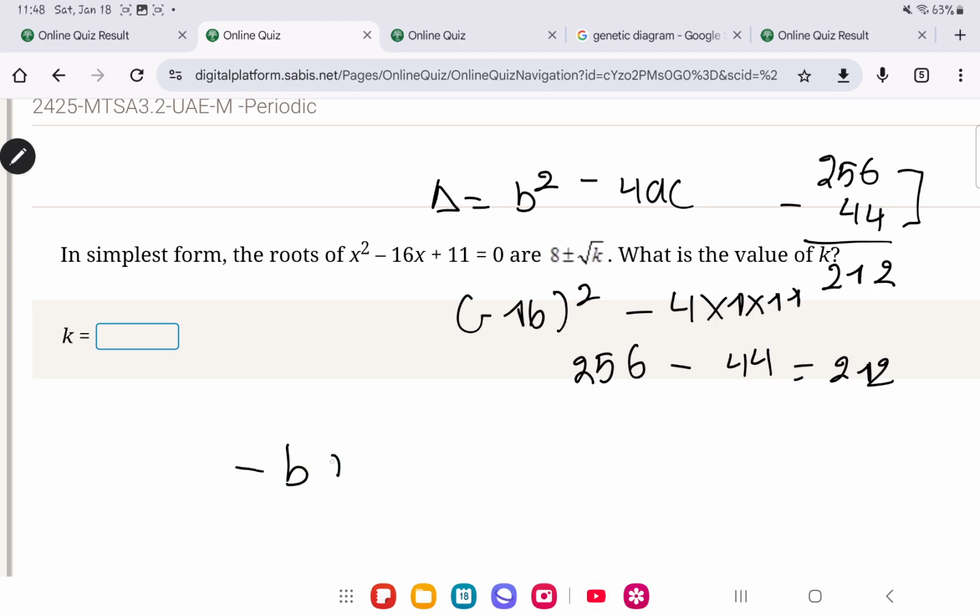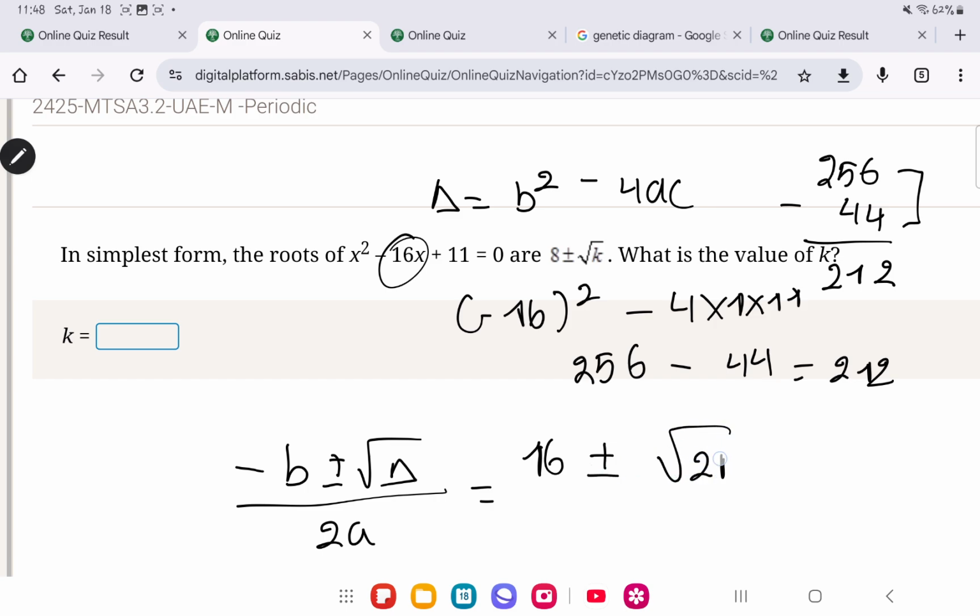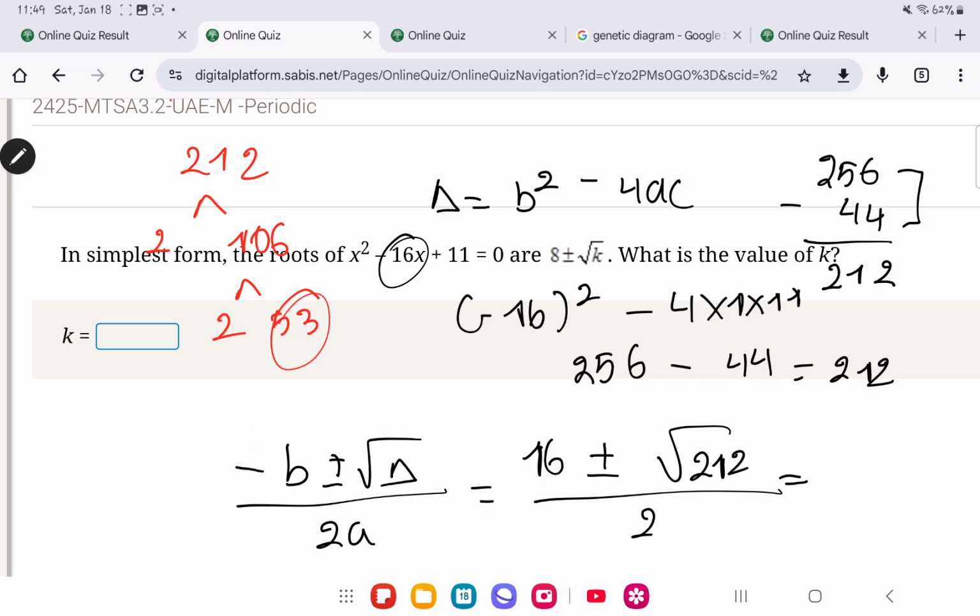Now we know the relation is minus b plus or minus radical discriminant, or radical delta, over 2a. So minus b is minus 16, so it's going to be 16 plus or minus radical 212 over 2 times 1, which is 2. First of all, let's check the factors of 212. 212 is 2 times 106. 106 is 2 times 53, and then we get 53, which is a prime number.